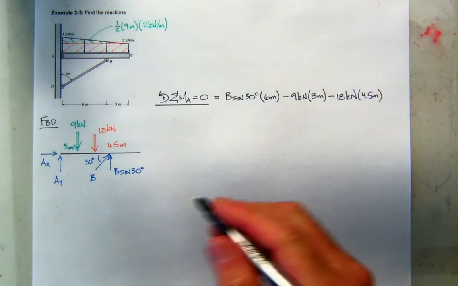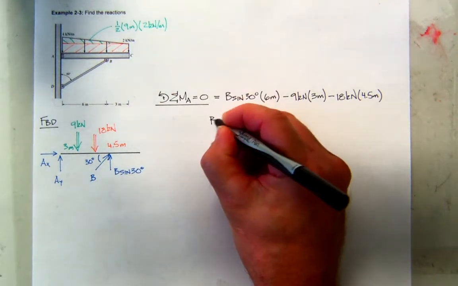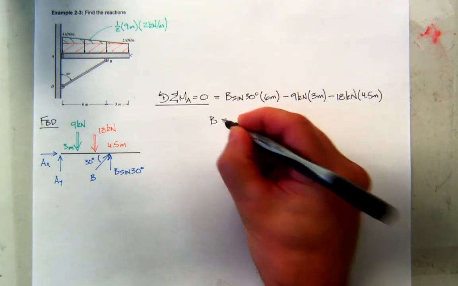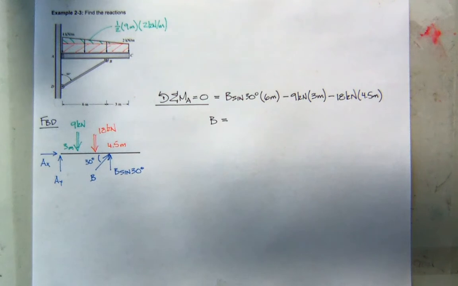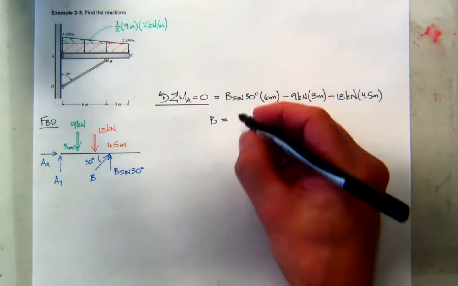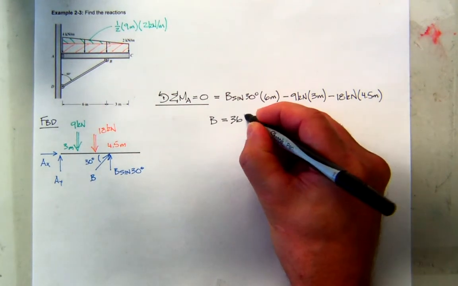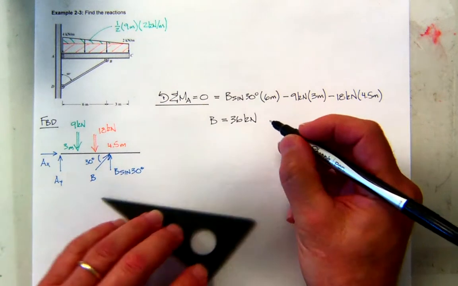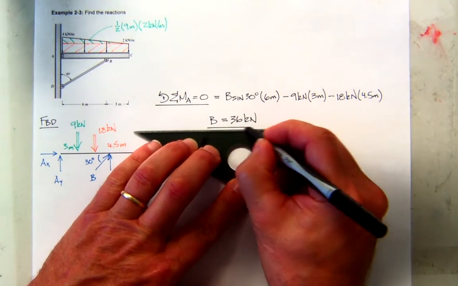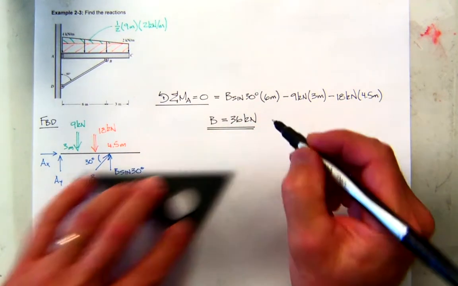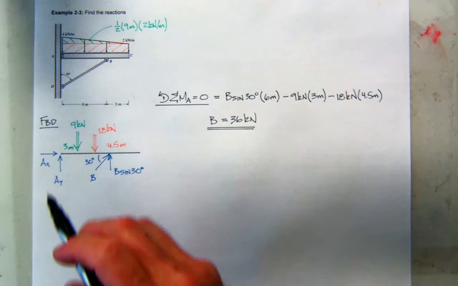Somebody solve for B. I'm not very good at doing trigonometric functions in my head. Sorry, what? 36 kilonewtons. Exactly? Wow. 36. And it came out positive, so I assume the right direction. That kind of makes sense, too.